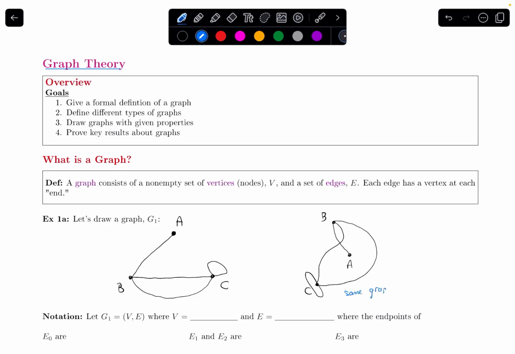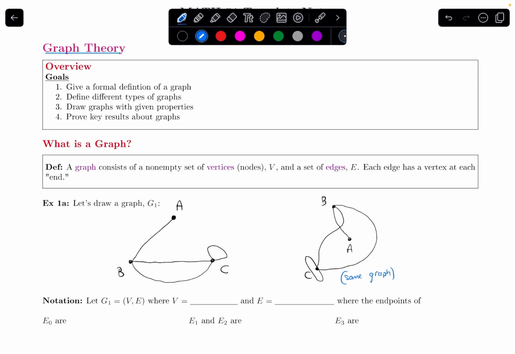Still the same graph. Okay, so some notation. I'm going to represent this graph G1 in this parentheses notation where I write the vertices first and I write the edges second. So my vertices are A, B, and C. I can write them as a set. The edges, well, there's 4 edges. So maybe I'll denote them E0, E1, E2, and E3. So there's 4 of these edges.